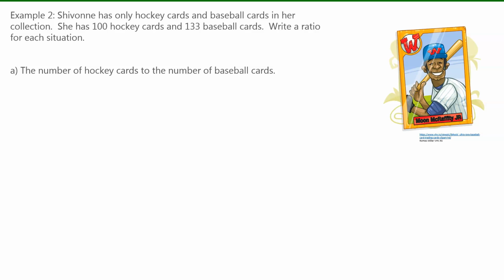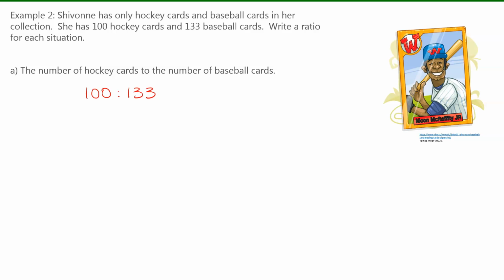Example 2. Siobhan has only hockey cards and baseball cards in her collection. She has 100 hockey cards and 133 baseball cards. Write a ratio for each situation. So for the first question, we're going to write a ratio to compare the number of hockey cards to the number of baseball cards. So we simply take the number of hockey cards and we write it in a ratio with the baseball cards, so to 133.